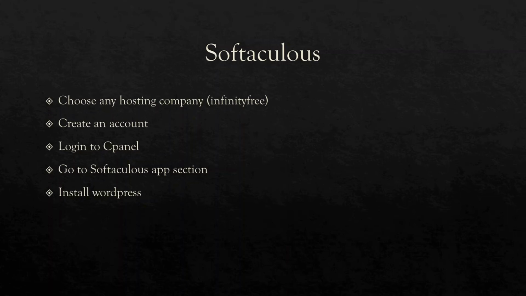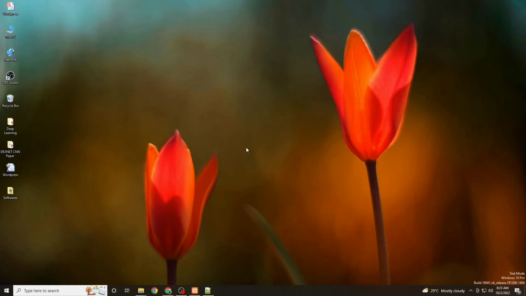So there, what I have to do is create an account, right? After creating an account, I have to log into the cPanel, right? And cPanel means control panel, right? Once the control panel is open, what you have to do is go to the Softaculous app section. There you can find WordPress, right? So I will show you a demo of it, right?